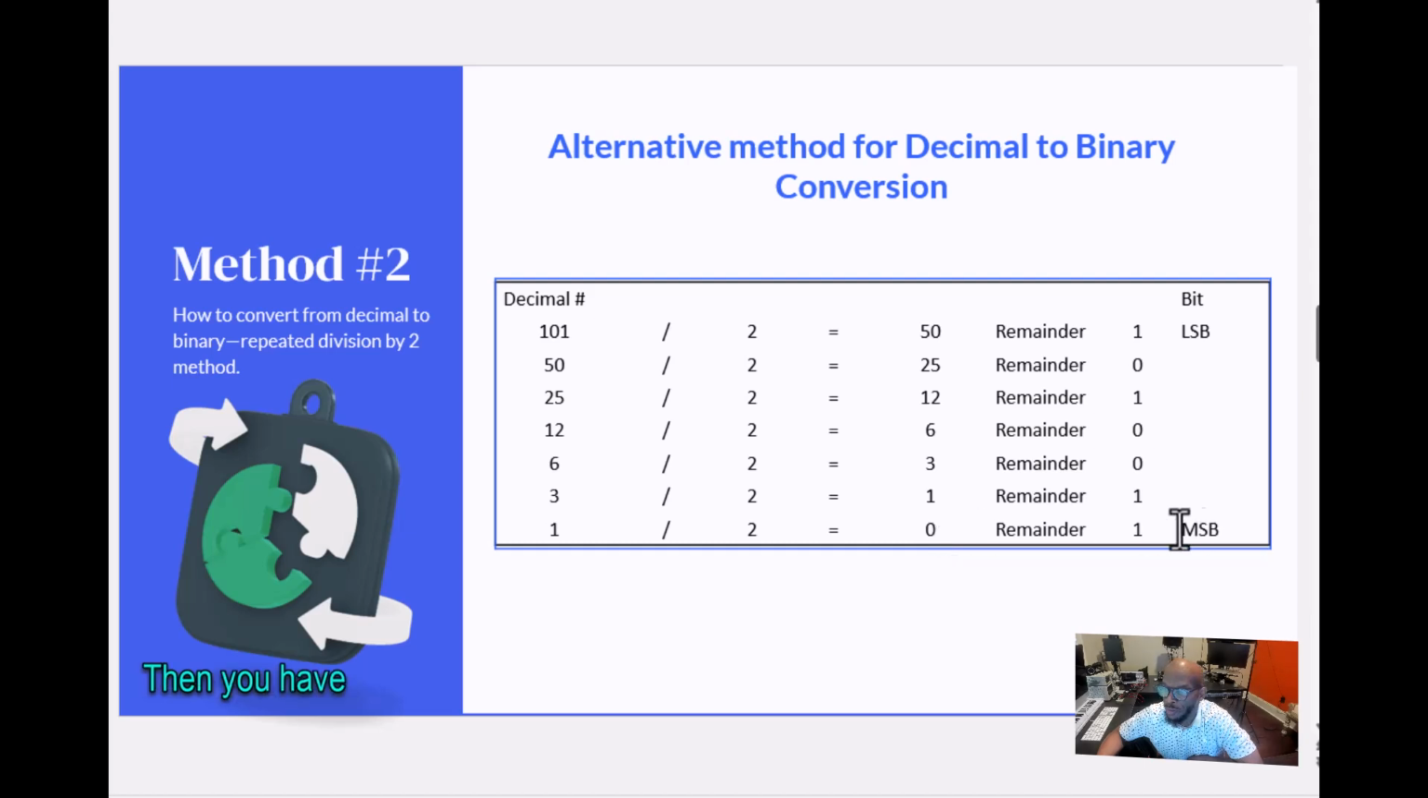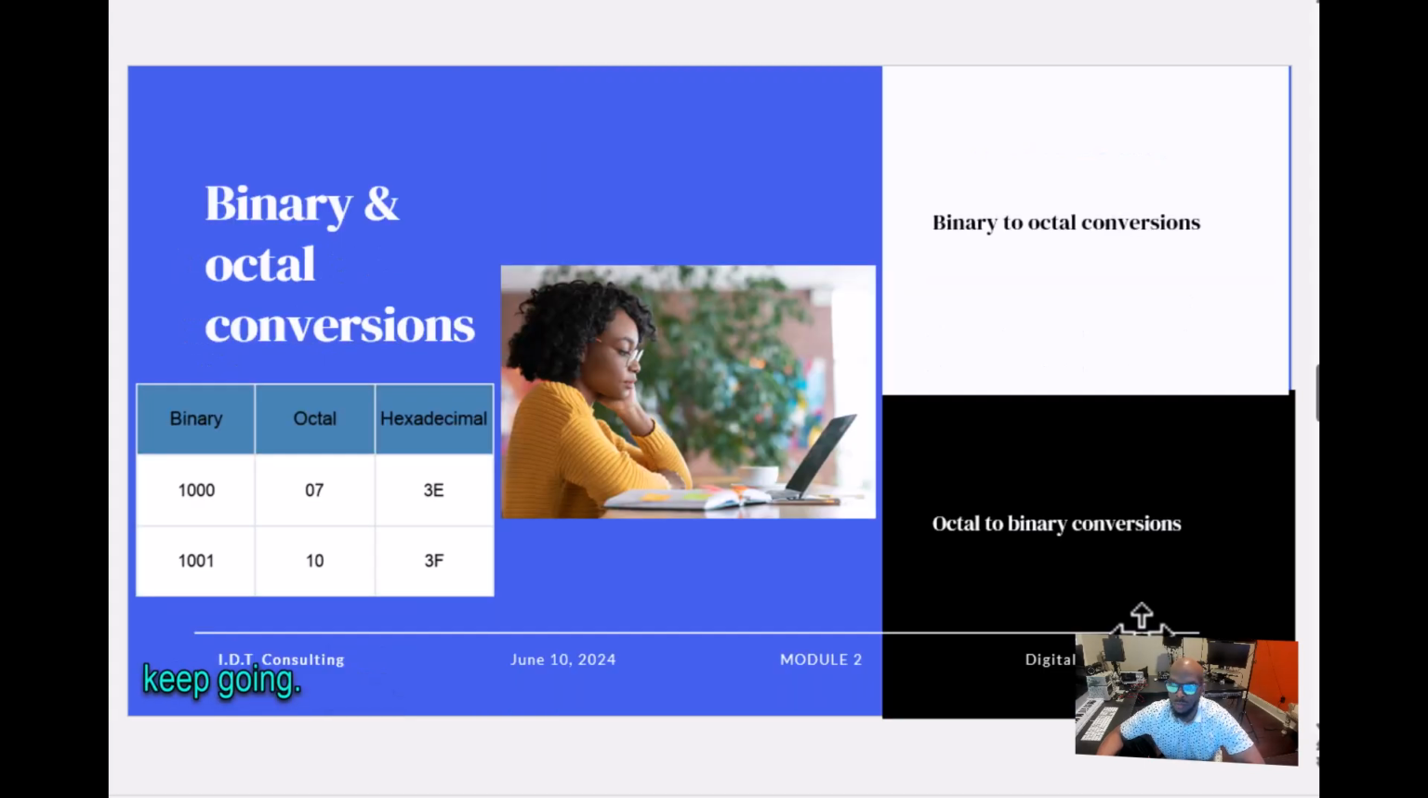Then you have your most significant bit and your least significant bit. The most significant bit would be the leftmost bit. So it'll be 1 1 0 0 1 0 1 for your answer. Now, you're going to have to practice this so you can get familiar with it. Okay, so let's keep going.